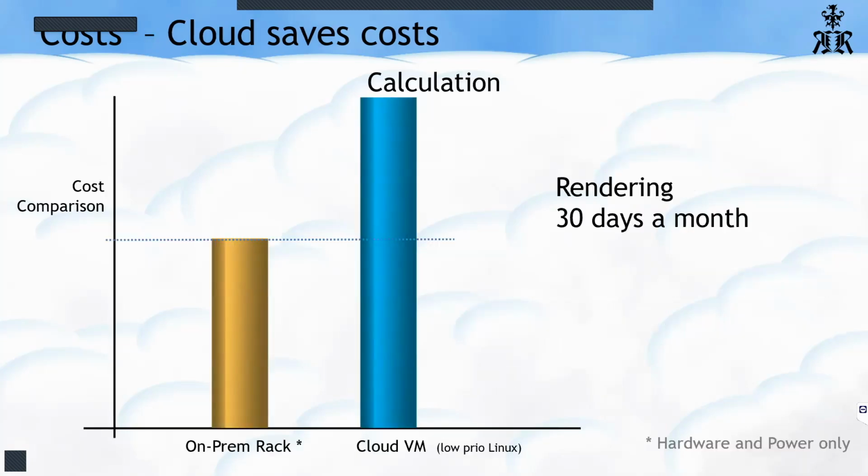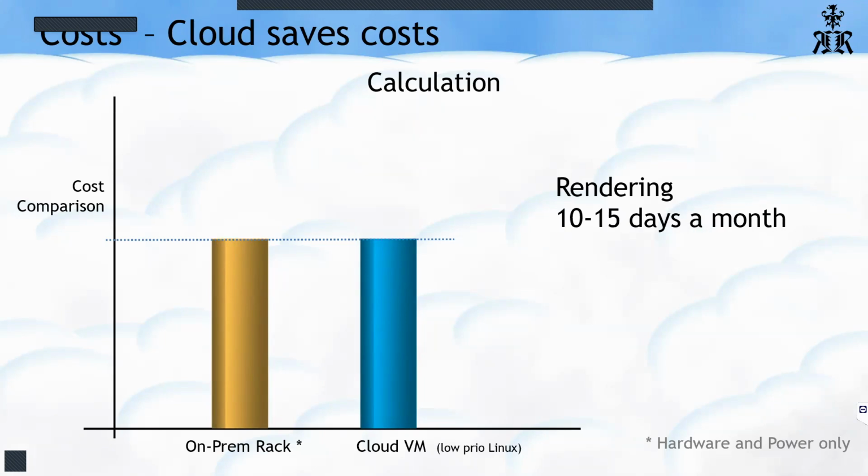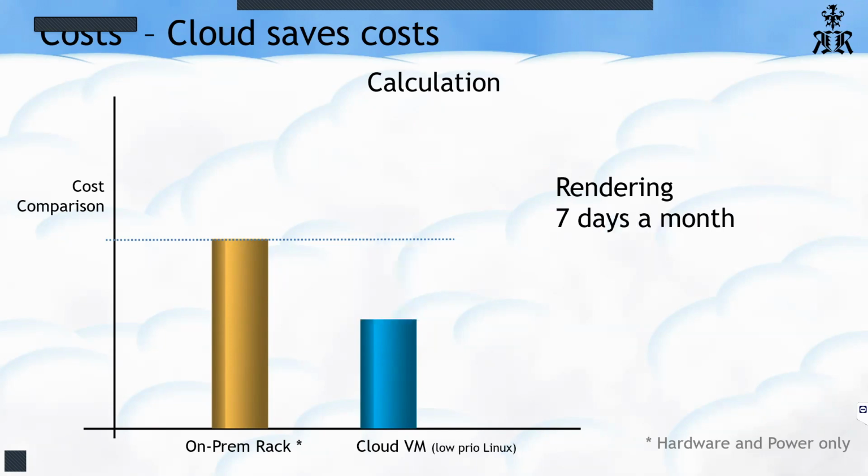So, about how the cloud saves costs. If I'm running the whole month, then your on-premise machine is usually cheaper than a cloud machine. But if you're running just 10 to 15 days a month, then you're at the same price. And if you're running even fewer days in the cloud, just for the peaks, the cloud gets cheaper than your machines.